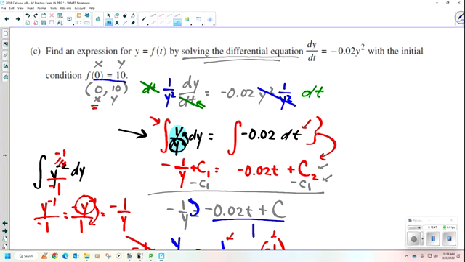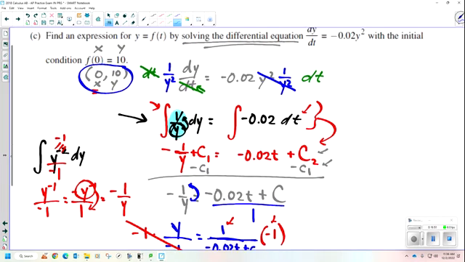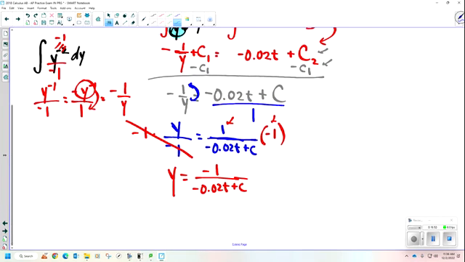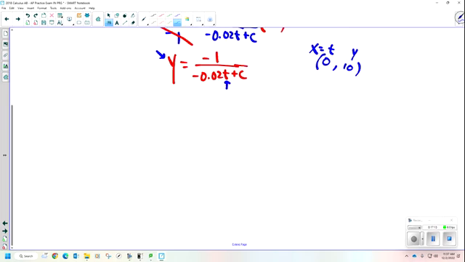My initial condition comes into play. When x is 0, y is 10. In this case, x is the same thing as t. When it's 0, y is 10. So I can plug in for a t and a y, and now I can solve for c. Now it becomes really easy, because we're only going to have one unknown.